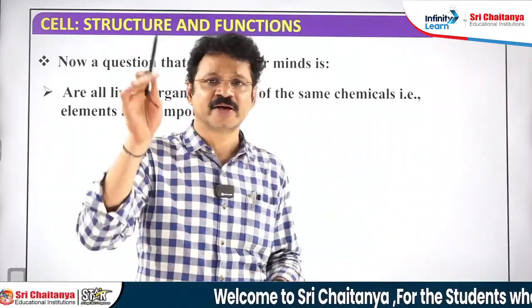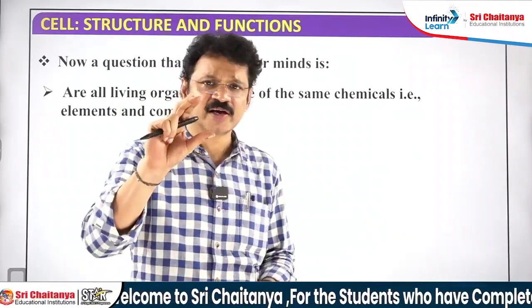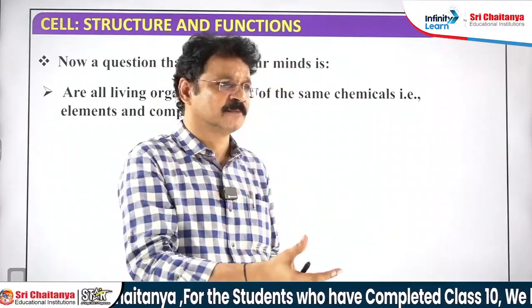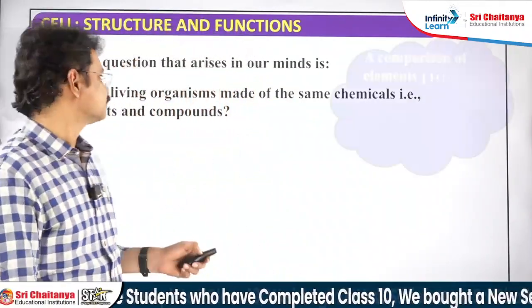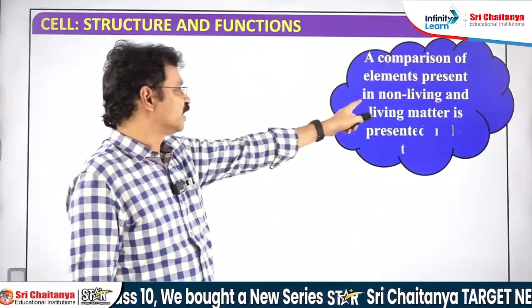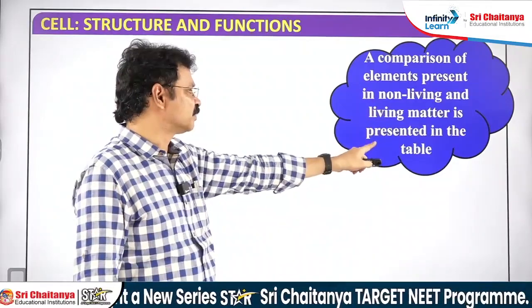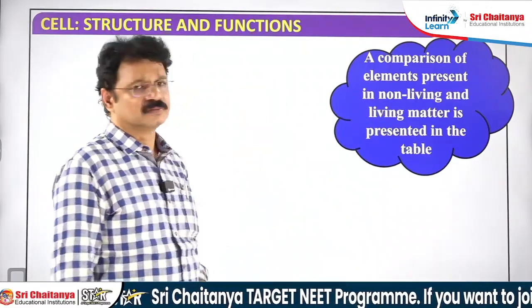But the proportionality may vary. Proportionality means the quantity of a chemical may differ from organism to organism, but the list of chemicals is the same. A comparison of elements present in non-living things and living matter is presented in this table.